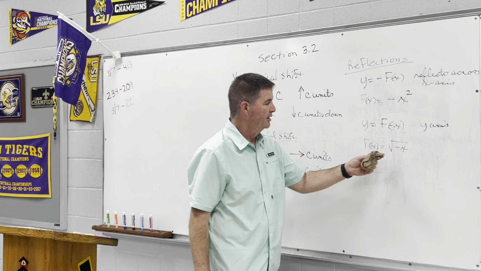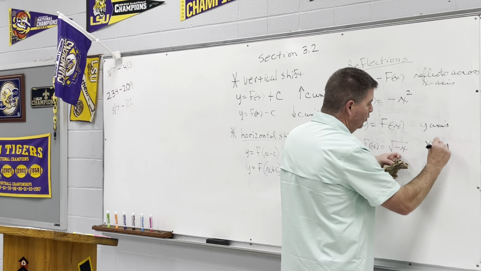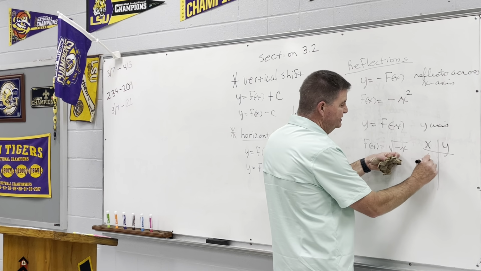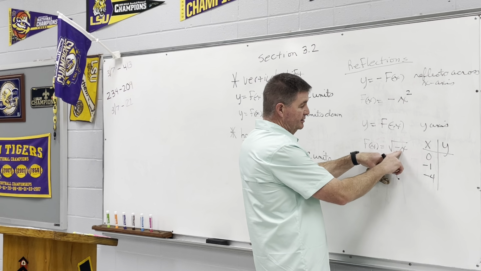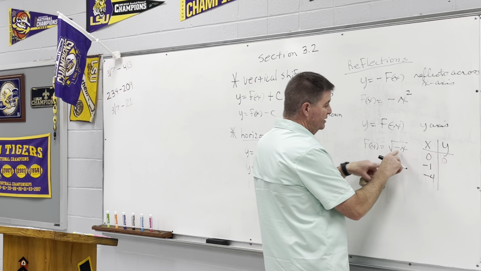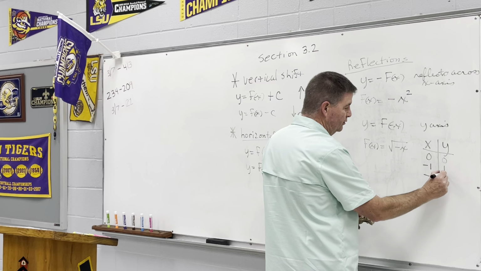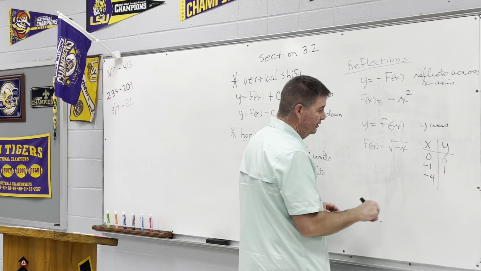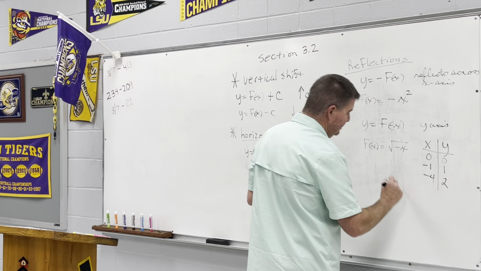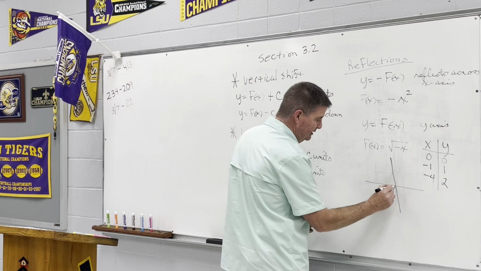Well, you know it's going across the y-axis, so our numbers, instead of being 0, 1, and 4, would be 0, -1, -4. Square root of 0 is 0. This is the negative of -1, which is +1. Square root of 1 is 1. And this is the negative of -4, which is +4. Square root of 4 is 2. So that would reflect it the opposite way across the y-axis.